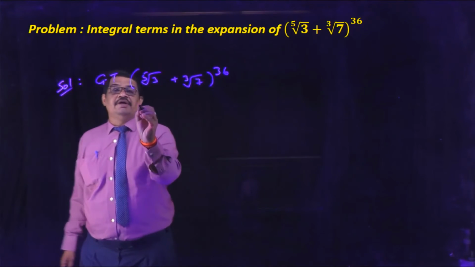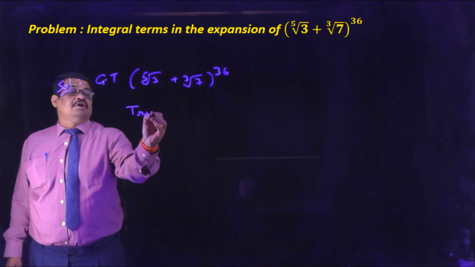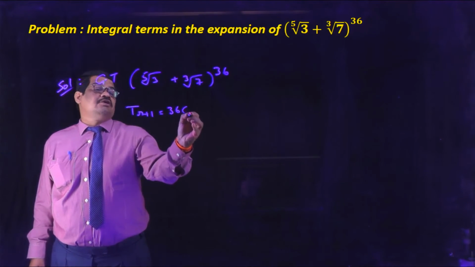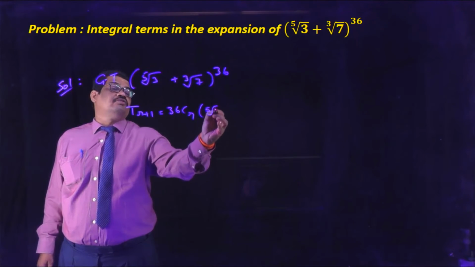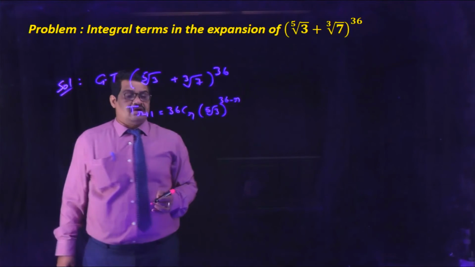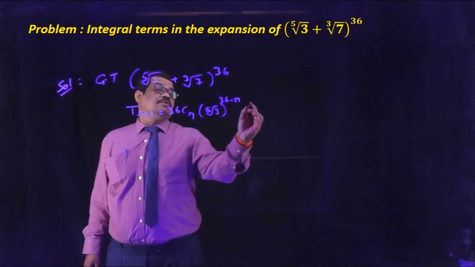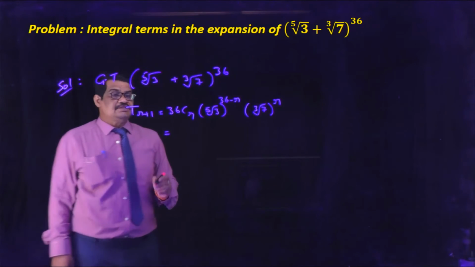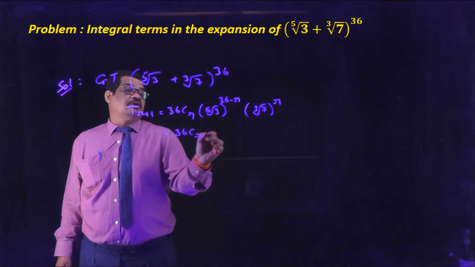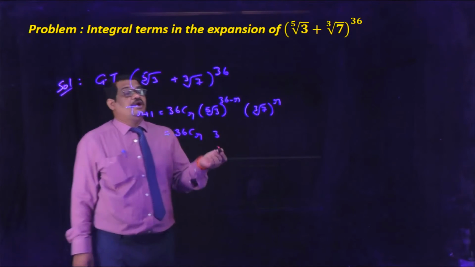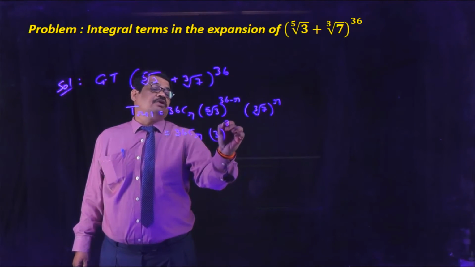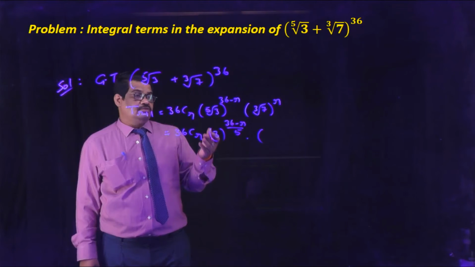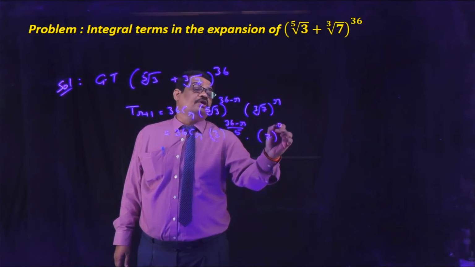Now we write the general term. T(R+1) is equal to, here n is 36, 36CR, first term is (fifth root of 3) whole power 36 minus R, into second term (cube root of 7) whole power R. So this can be written as 36CR, 3 to the power of 1 by 5 into (36 minus R), that is 3 to the power of (36 minus R) by 5, into 7 to the power of 1 by 3 whole to the power R, that is 7 to the power of R by 3.